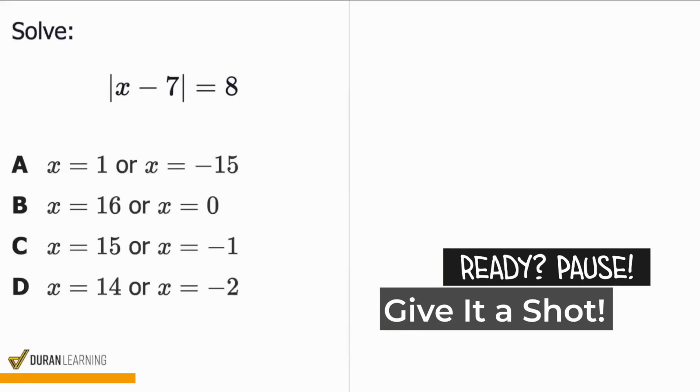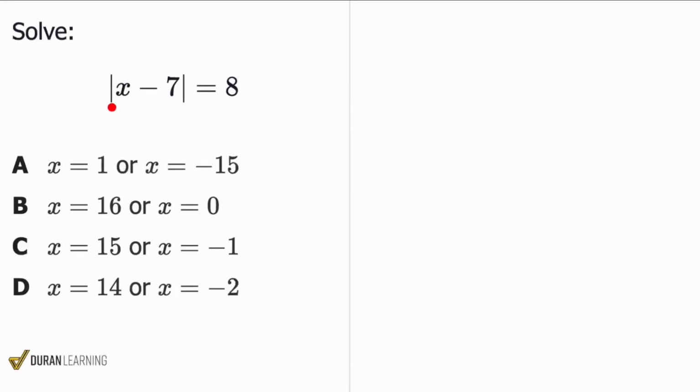In this next problem, we see that we're dealing with absolute value. And what we have is the absolute value of x minus 7 equals 8. So here's what this means, and this is how we're going to tackle this with all the confidence in the world. What absolute value means, in a nutshell, is whatever is inside of this, whether it's positive or negative, it always ends up positive.